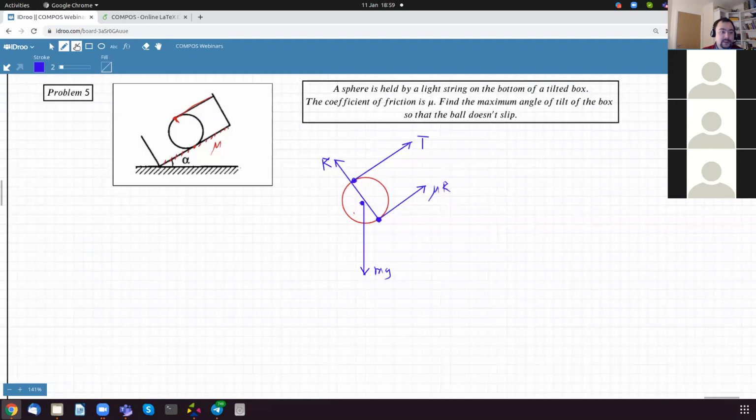And of course, when we have a tilted platform, we always have X and Y. X-axis goes along the slope and Y-axis goes perpendicular to the slope. So I'm going to split mg into two components.